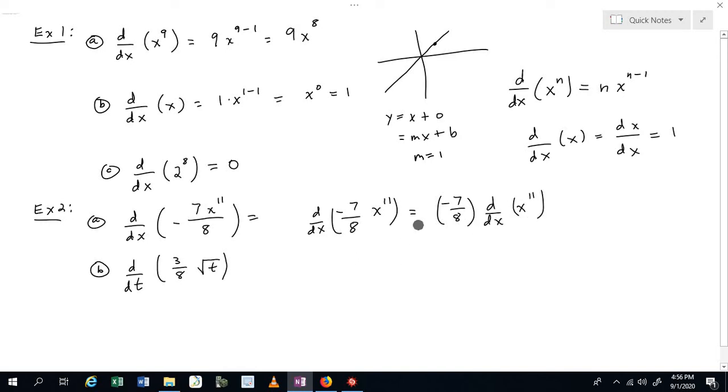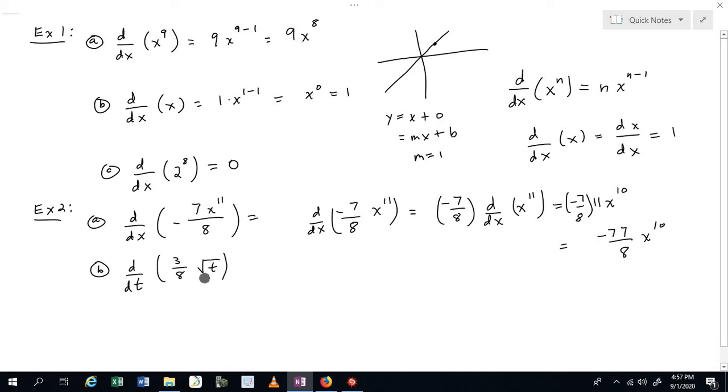Okay, so these are equal, and now I can just find the derivative of x raised to the 11th power using the power rule. And of course you just get 11x raised to the 10th power because you subtract 1 from this exponent, and then I can multiply it by this constant, negative 7 over 8. Okay, and so just to finish this off, you get negative 77 over 8 times x to the 10th power. Okay, so that's the derivative there.